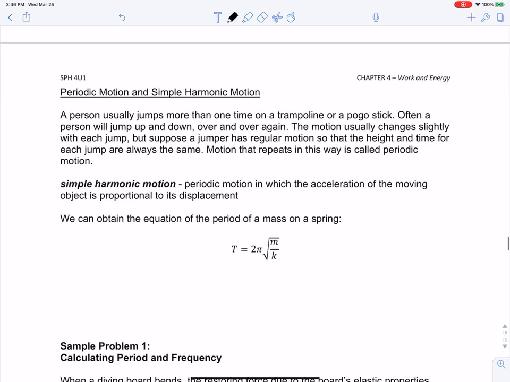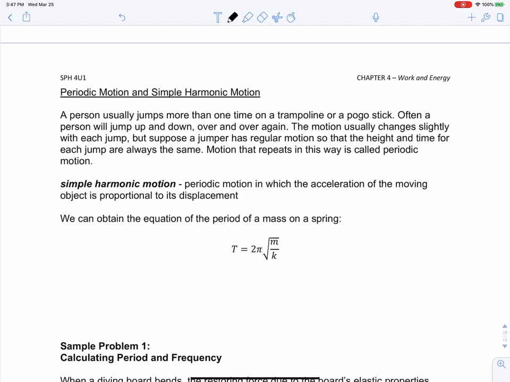Next concept is called periodic motion and simple harmonic motion. A person usually jumps more than one time on a trampoline or a pogo stick. Often, a person will jump up and down over and over again. This motion is usually changing slightly with each jump, but suppose a jumper has a regular motion so that the height and time for each jump are always the same. Motion that repeats itself in this way is called periodic motion. Simple harmonic motion is periodic motion in which the acceleration of the moving object is proportional to its displacement.